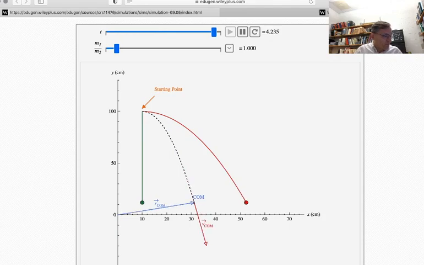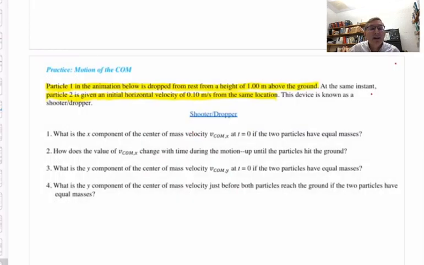Okay, now here come a series of questions. Let's go back to our notes and look at the first question. And we're going to work out the answers together here. Question number 1. What is the x component of the center of mass velocity? A lot of words. Here it is.